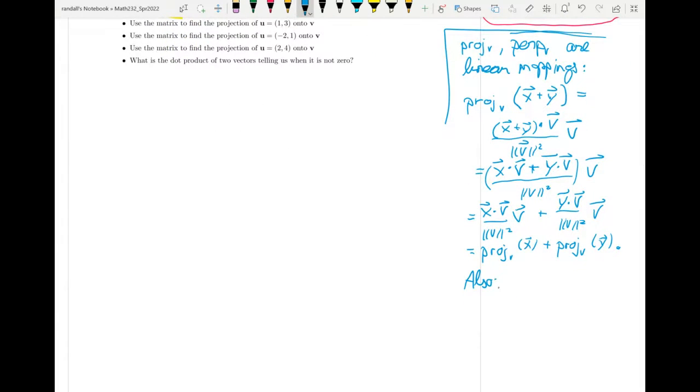Then you can also show, using the properties of the dot product, that the projection onto V of Kx is K times the projection onto V of x. And similarly for perp, because the perp formula is just x minus the projection. So you can do that one similarly for perp.